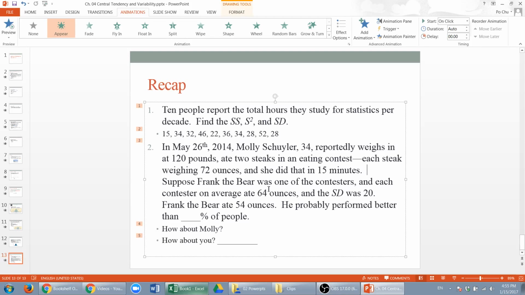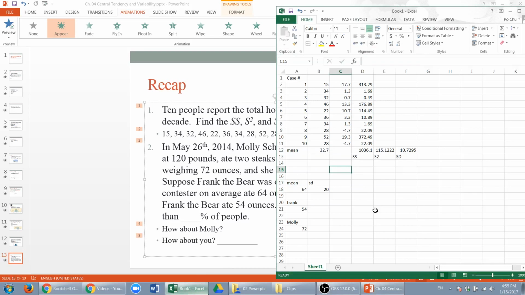Suppose Frank the bear was one of the contestants, and each contestant on average ate 64 ounces. The standard deviation was 20. So this is the mean, this is the standard deviation, right? Now Frank the bear ate 54 ounces. So he probably performed better than how many people in terms of percentage, right? I'll show you how to do it in Excel.